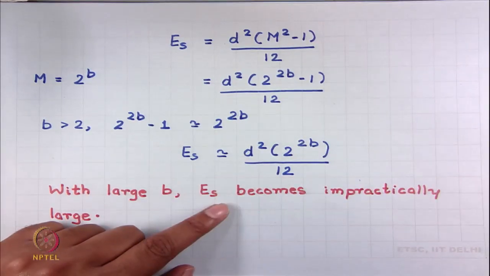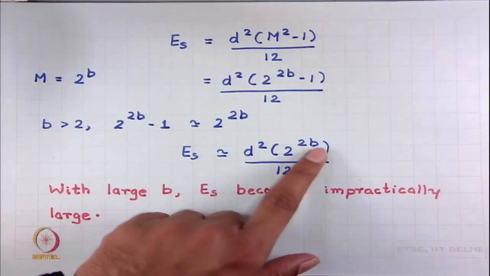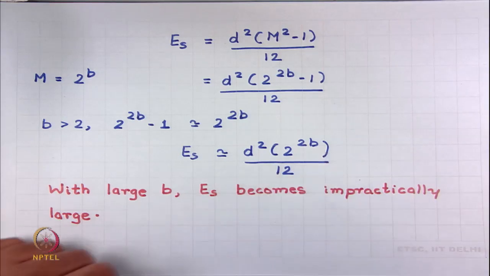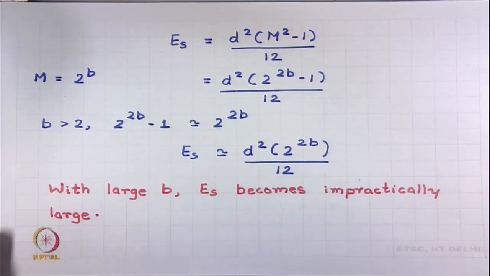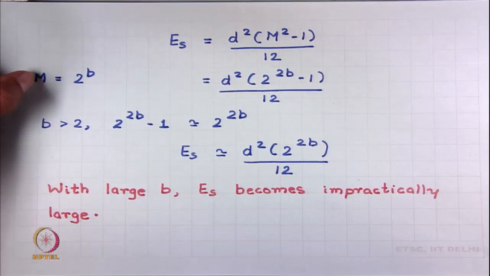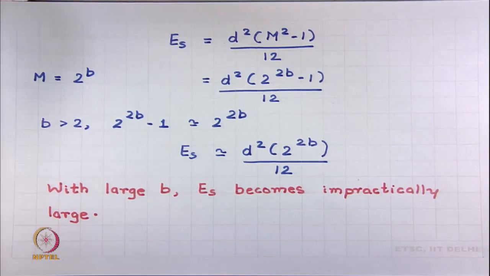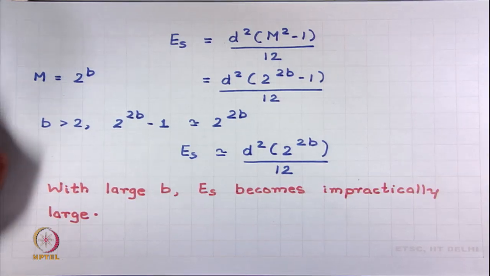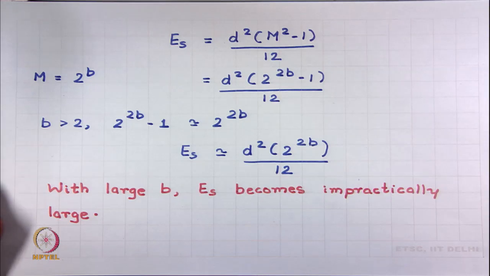And one thing that you should note here is as the value of b increases, average symbol energy becomes impractically large. That means, if I have a large m, then the average symbol energy that you need to invest is quite large, and thus this M-PAM modulation scheme is not a very interesting modulation scheme to use for very large values of m.